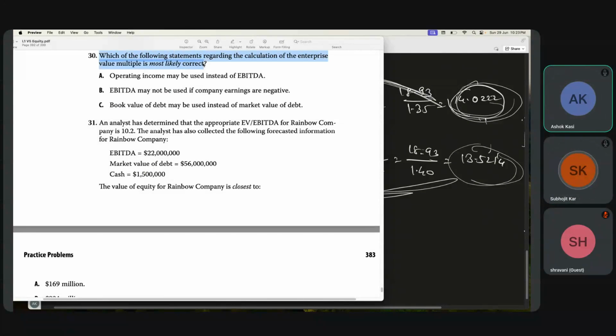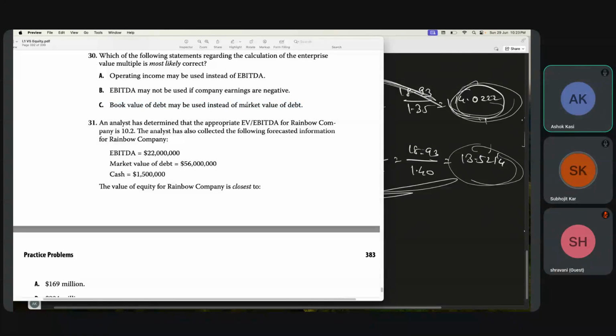Which of the following statements regarding the calculation of the enterprise value multiple is mostly correct? Operating income may be used instead of EBITDA. EBITDA may not be used if the earnings are negative. Won't it be C, sir? Book value of debt may be used instead of market value of debt.